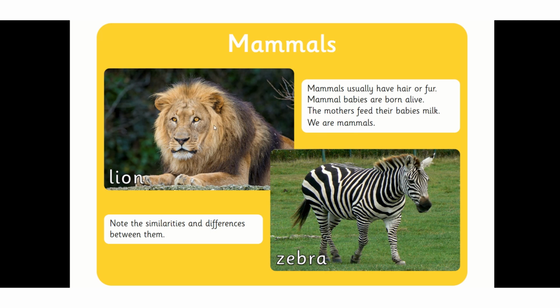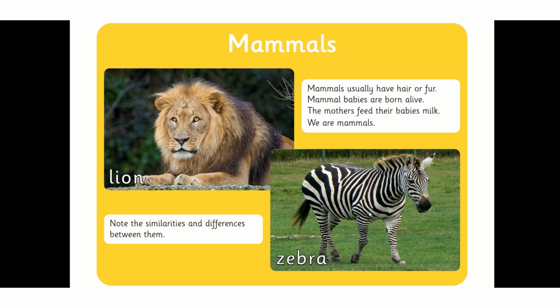The lion is a carnivore. It eats meat. It catches its prey with its sharp claws, and its teeth can rip into an animal to eat the meat inside it. The zebra is a bit like a horse. It eats grass. It's a herbivore. So they're very different creatures because of what they eat.